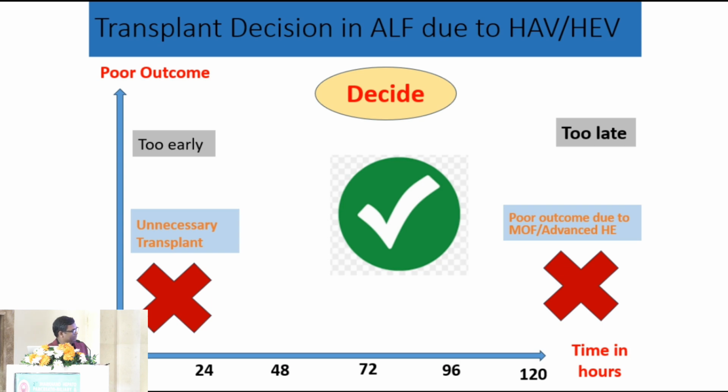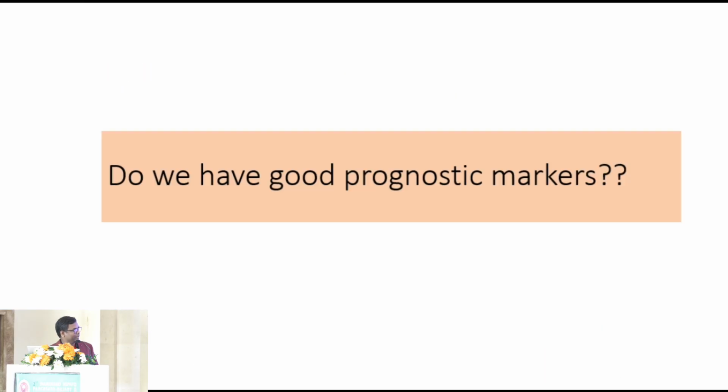So if we send for transplant very early, it's an unnecessary transplant. If we send it late, the outcome is poor because now the encephalopathy has progressed to grade 3, 4 and multi-organ failure is already setting in. So we have a window of sending for transplant between 3 to 4 days, so that by that time we have to take a decision whether the child will improve or will require transplant. So do we have good prognostic markers?